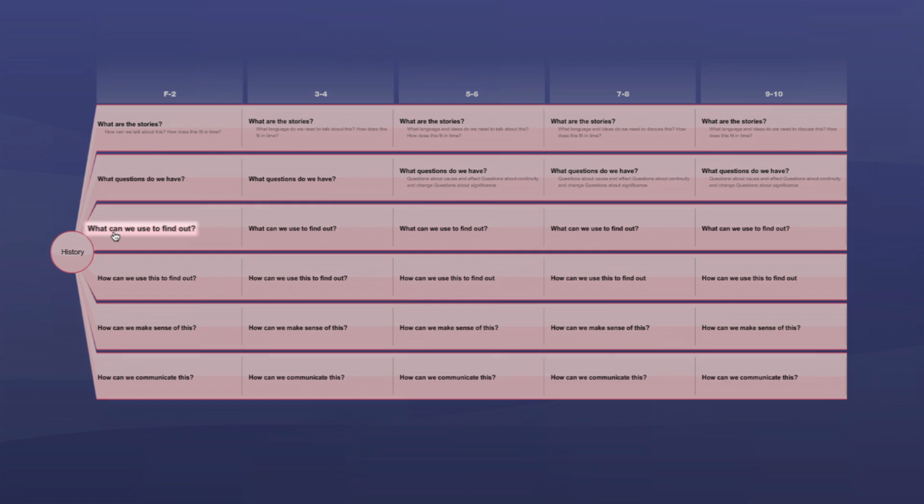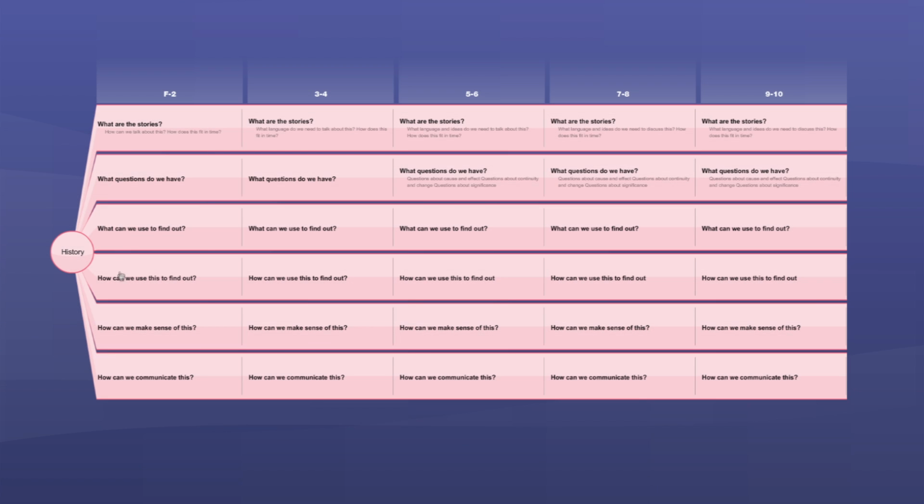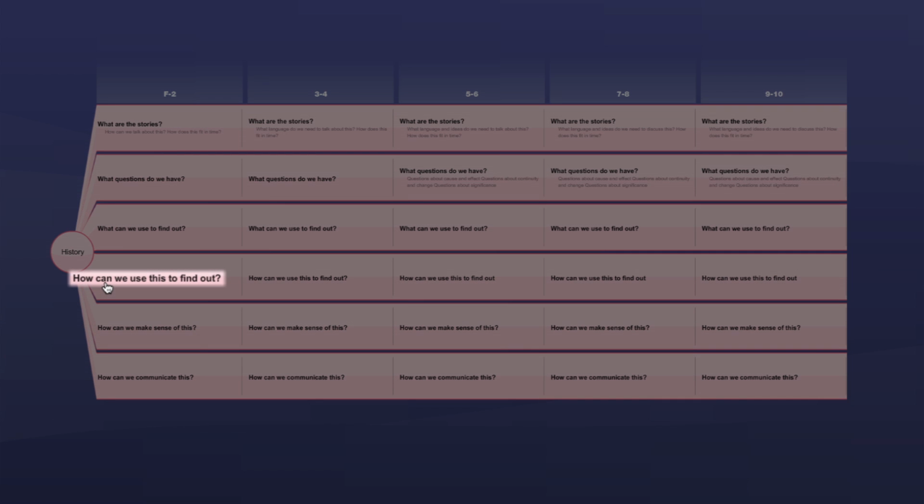The third question is, what can we use to find out? Historians seek out primary and secondary sources to help them answer their questions. The fourth question is, how can we use this to find out? Historians analyse historical sources as evidence to support their inquiries.